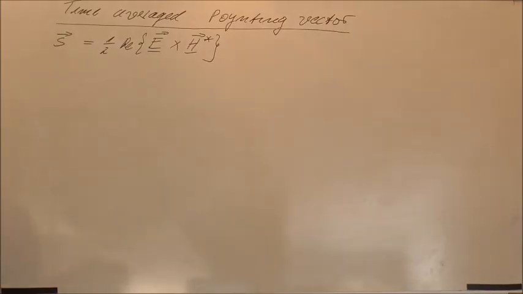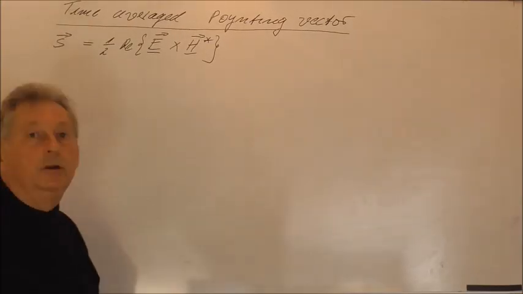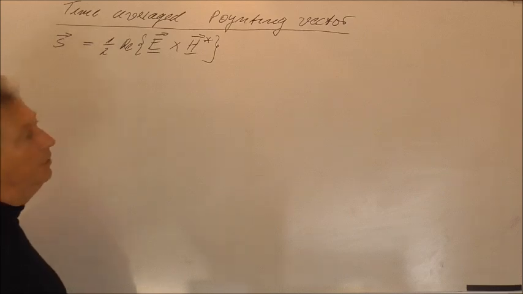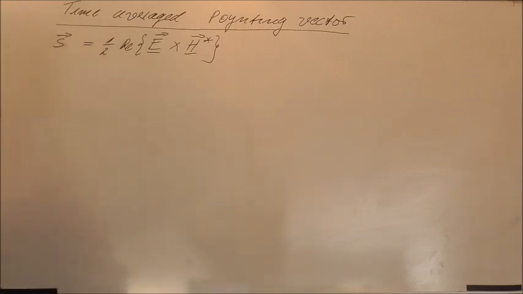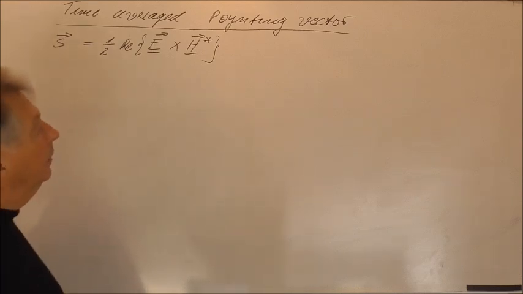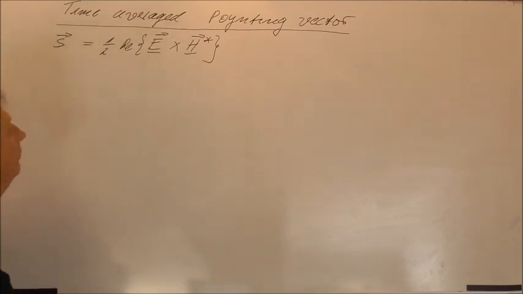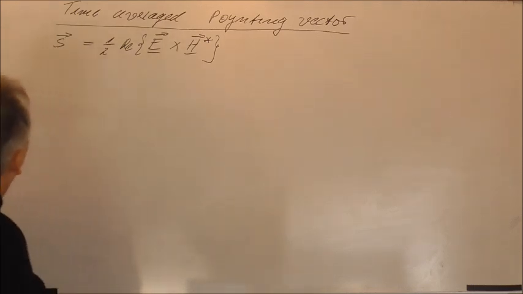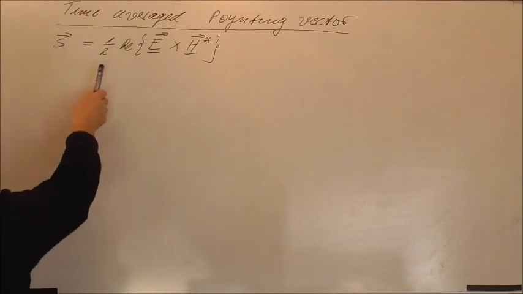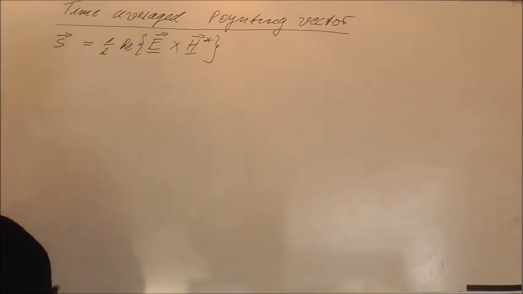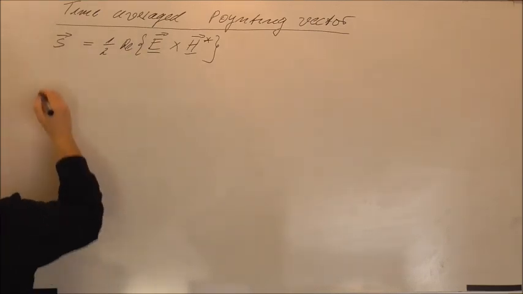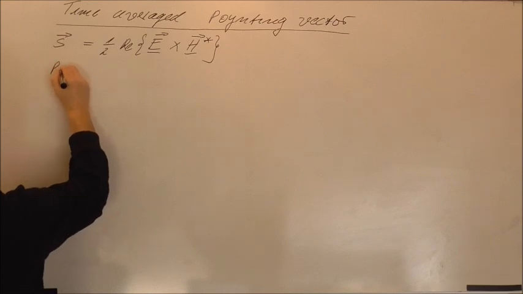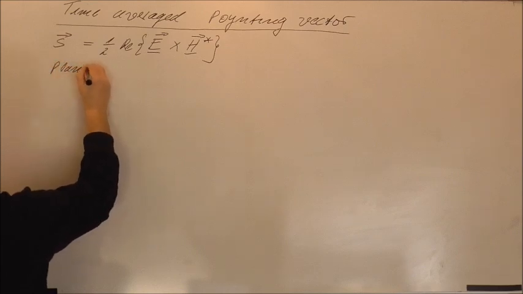I want to introduce now the time average Poynting vector. Unfortunately, I cannot deduce the Poynting vector as a subject in this lecture. I can only introduce it. So the time average Poynting vector is defined by this relation, and I want to deduce now its value for the plane wave.